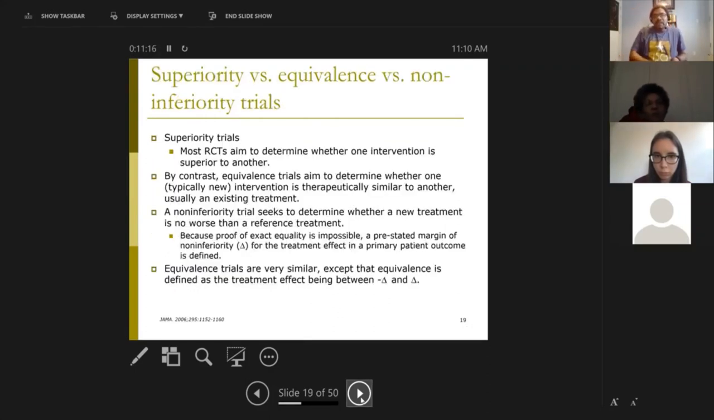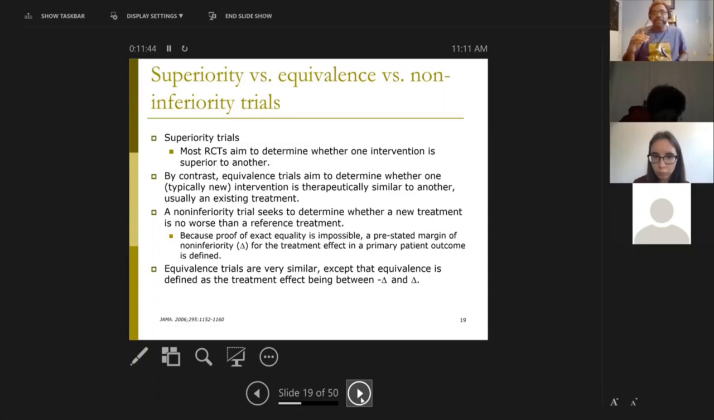Superiority, equivalence, and non-inferiority trials are a very interesting way of thinking about it. All the three trials I showed you, remdesivir, chloroquine, lopinavir-ritonavir, were all superiority trials. The hypothesis was these drugs are better than placebo, right? And you expect them to be better by a certain amount, and you power the trial to pick up that difference between treatment and placebo.